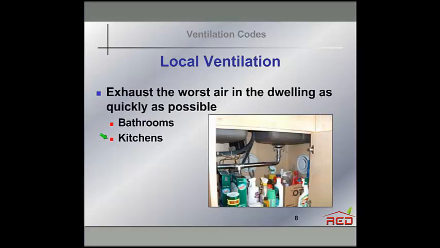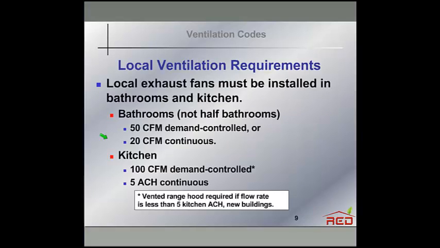Kitchens, the other place requiring prescriptively local ventilation, is important. Of course, the best type of ventilation in a kitchen to get rid of cooking pollutants is a range hood right over the range. Although other types of ventilation in the kitchen do comply with the standard. The prescriptive standards are listed on this slide.